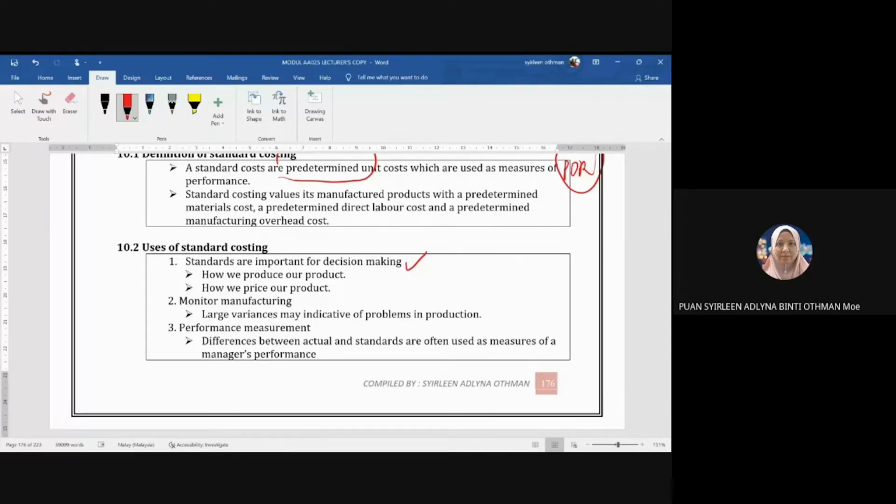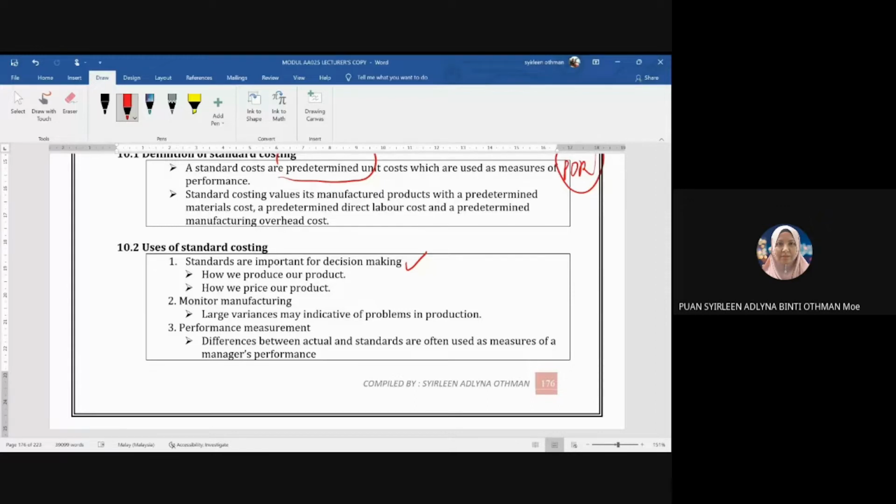Okay, so by using standard costing, we are able to do the decision making. Alright, okay, and then kita boleh guna standard costing tu untuk monitor manufacturing. This is very important sebab bila kita sebut standard costing, that means standard tu boleh digunakan untuk satu jangka masa yang panjang. So you boleh gunakan dia sebagai benchmark lah untuk memantau.